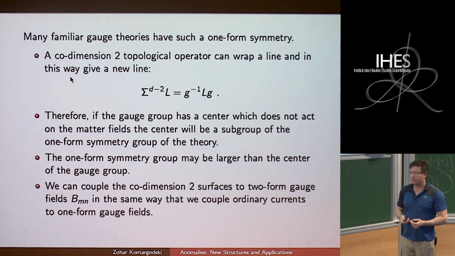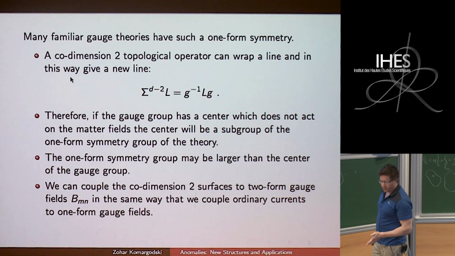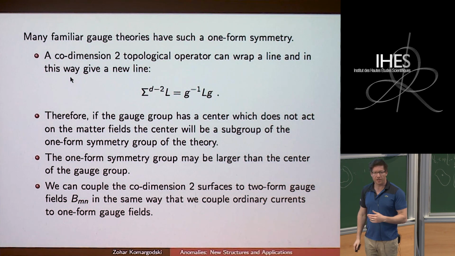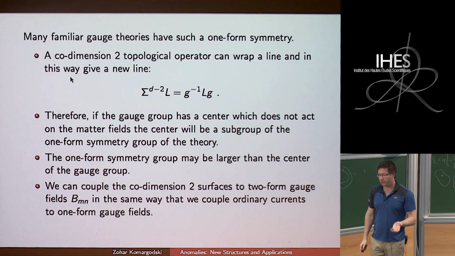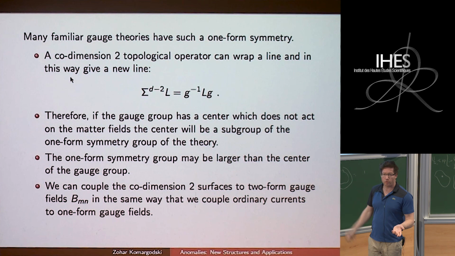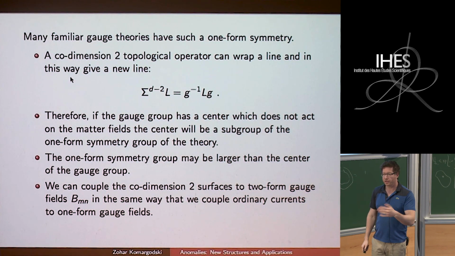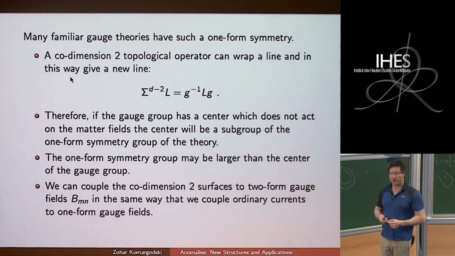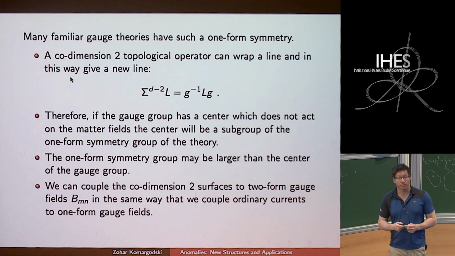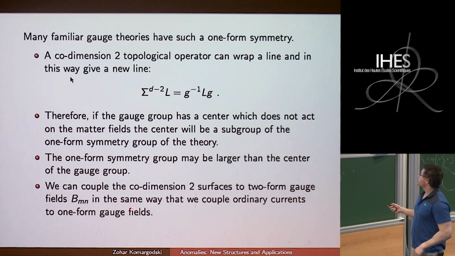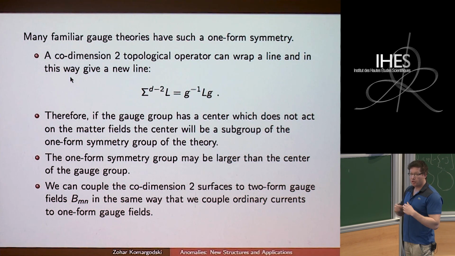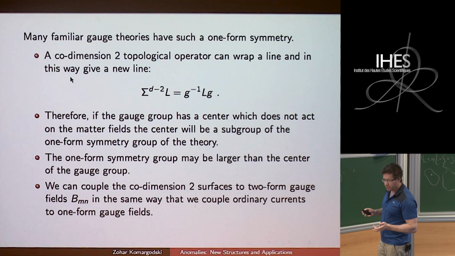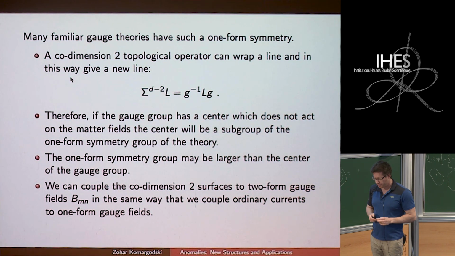What are some examples? It turns out that any gauge theory in any number of dimensions that has a center that doesn't act on the matter fields has such codimension 2 topological operators. So even SU(N) Yang-Mills theory has such topological surfaces. I cannot write a Lagrangian for these topological surfaces, but I can manipulate them formally and ask various questions about them. In general, there could be such surfaces that don't have anything to do with the center of the gauge group. We have many examples of that, but I'll not talk about such examples today.